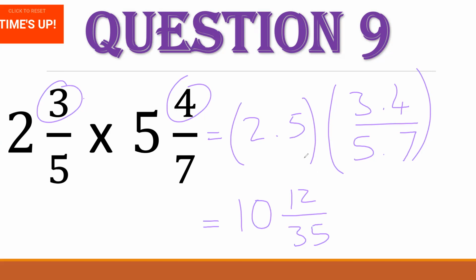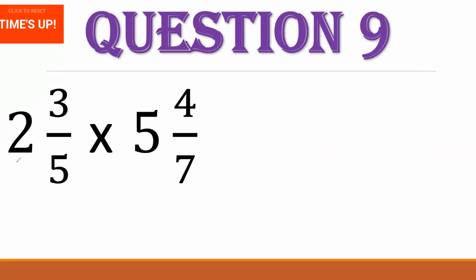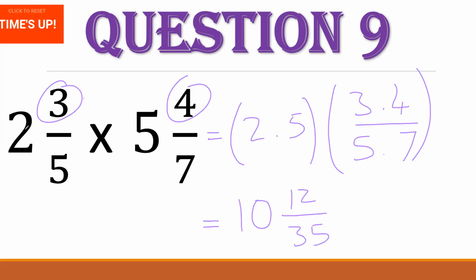If something is possible to simplify, you can check. But for now, just leave it. Okay, question 9 done. Let's continue with the next question, guys. Maybe give me a few seconds to check. So 2 times 5 and 3 times 4, 5 times 7. Next question is coming now.